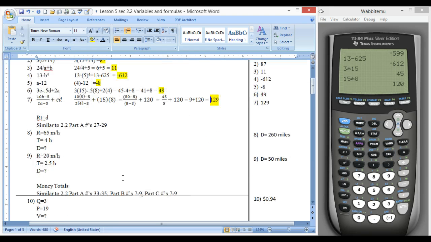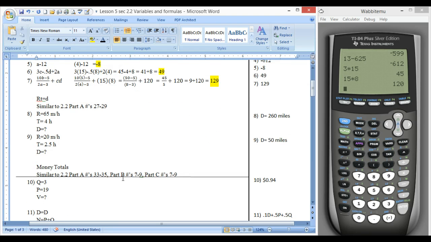Okay, the next section is using a formula. Rate times time equals distance, or distance equals rate times time, same thing. This is similar to problems in 2.2 Part A, numbers 27 to 29. It's asking for the distance. It's giving us the rate and the time.